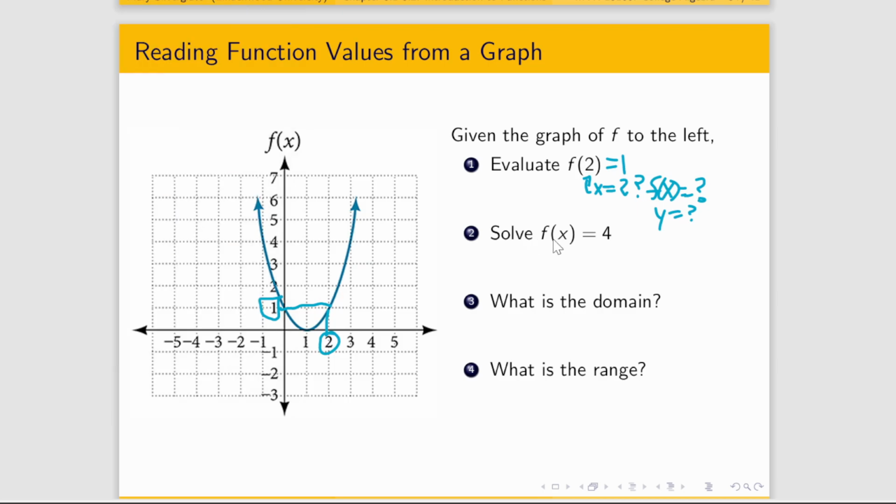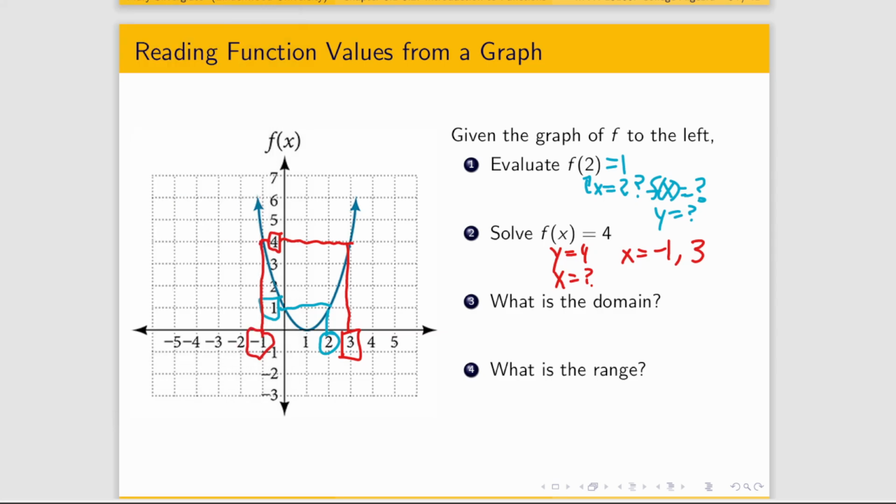For the next question, they're asking the other way around. So they're saying f of x, which is the same thing as y, is equal to 4. And they want to know which x values make that true. So I go over to 4 on the y, and I trace over. There are actually 2 different x values that make that true. That would be when x is -1 and when x is 3.